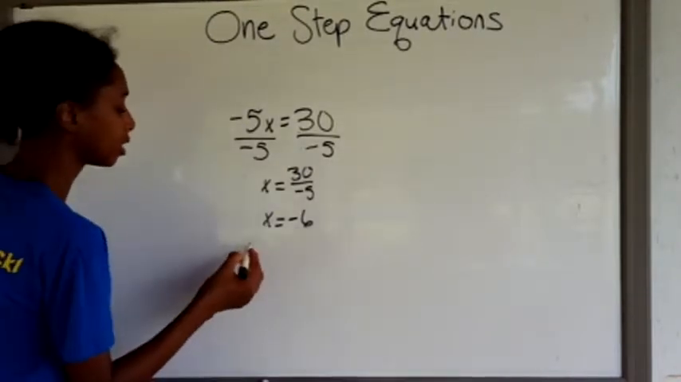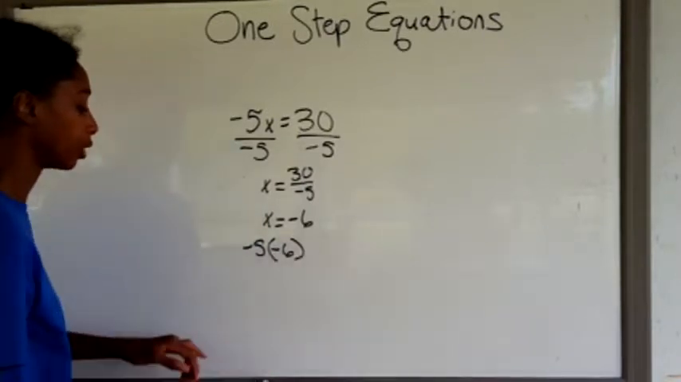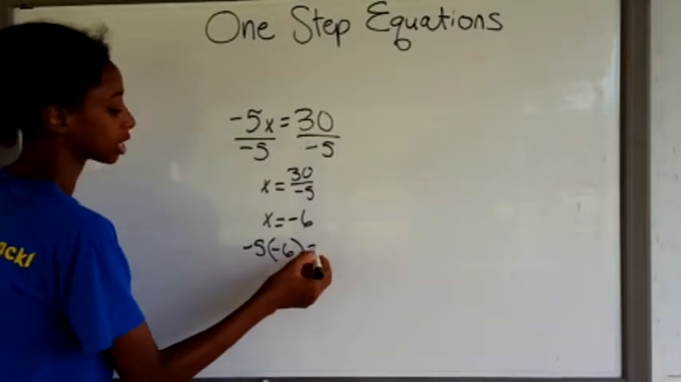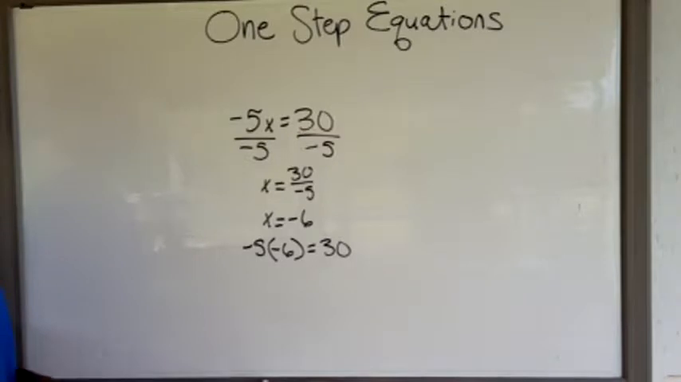So if we plug that in, that gives us negative 5 times negative 6. We know a negative times a negative is a positive. And 6 times 5 is 30, so that would be positive 30. So our answer is correct.